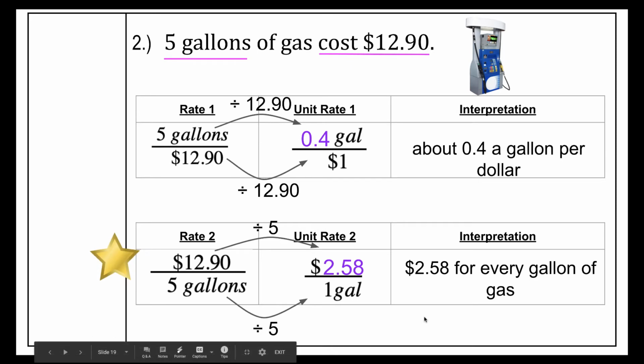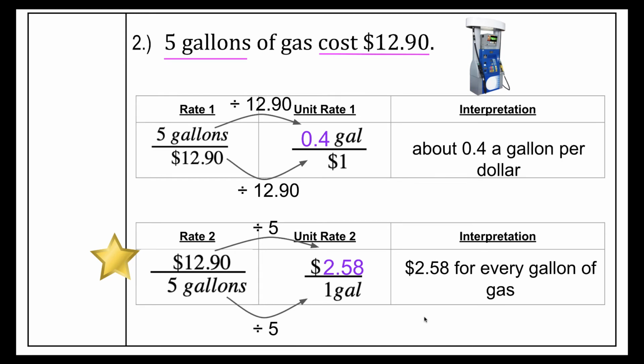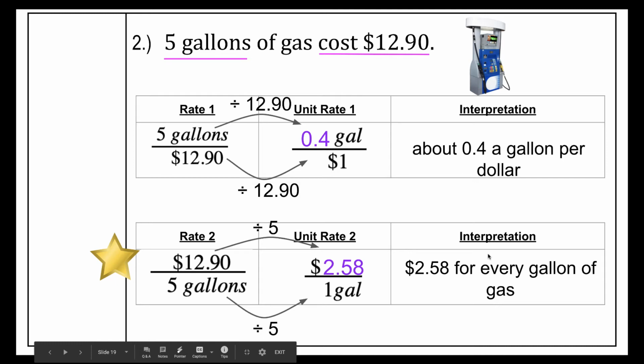$2.58 for every gallon of gas I use. If I'm going to use 2 gallons of gas, I'm going to take $2.58 and times it by 2. That's going to cost me $5.16. I could use this interpretation and build upon that.